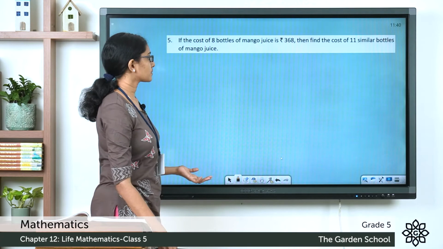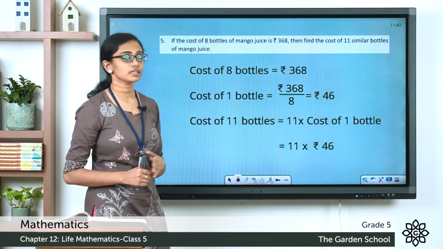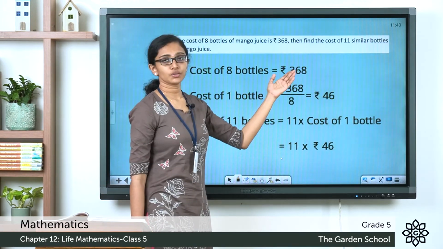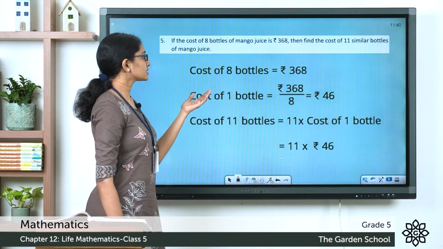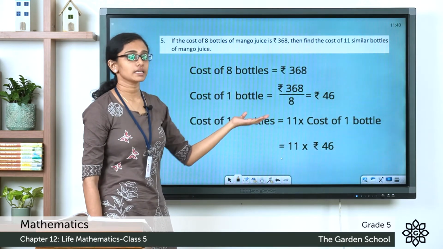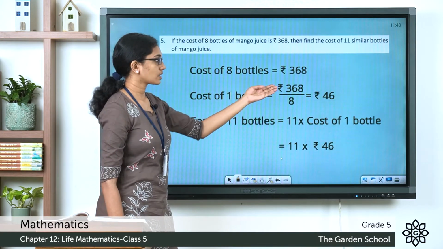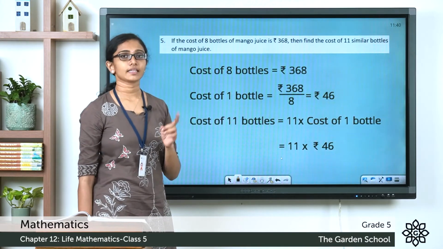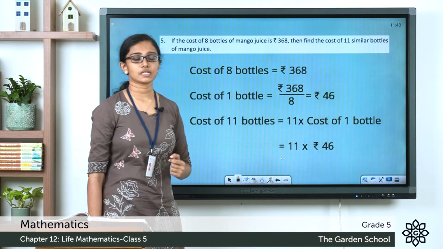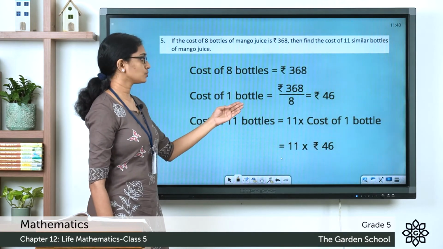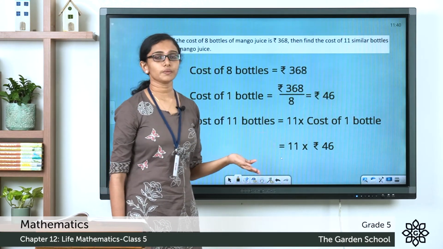So let's see the steps. Cost of 8 bottles is equal to rupees 368 and hence the cost of 1 bottle is equal to the total value by the total number of units, that is 368 by 8, and that is equal to rupees 46. So 1 bottle of mango juice will cost 46 rupees.